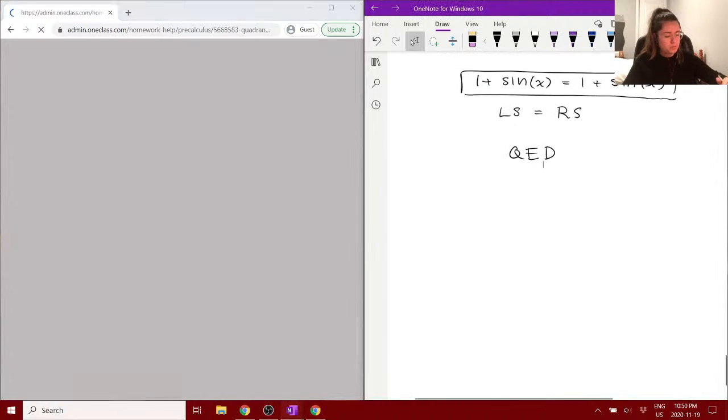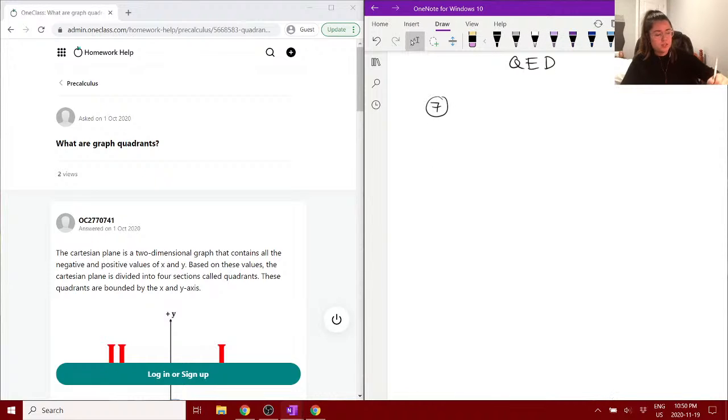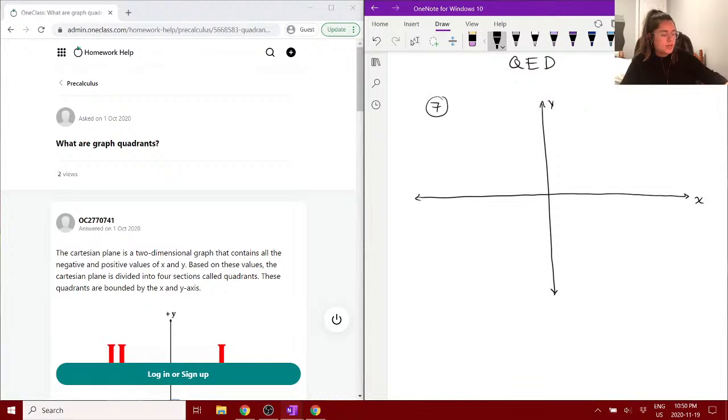We have just one more. So our question number 7 asks us, what are graph quadrants? So let's draw out a graph. So if we're given, well, we know, I guess I should say instead, that a graph consists of y on this vertical axis here, and x on the horizontal axis, right? So we know that the top of this vertical axis is the positive y and the bottom is the negative y.